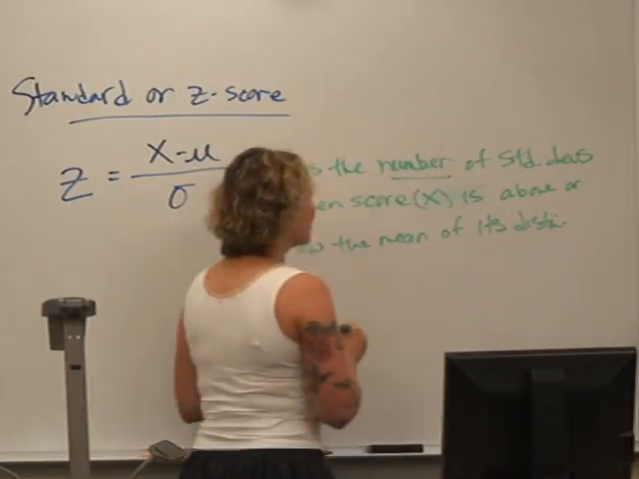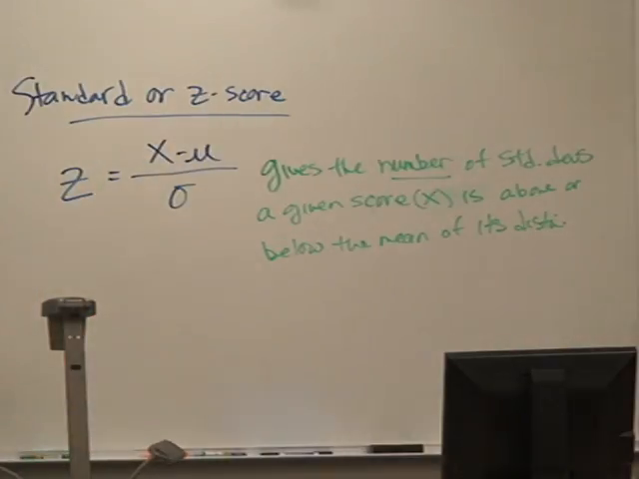So it gives you the exact placement of that score within the distribution in terms of standard deviations, and it's how far above or below the mean. If the z-score is positive, then that score is greater than the mean. If it's negative, it just means that that score is below the mean. Okay? Really important to understand z-scores and the fact that they measure in terms of standard deviations.